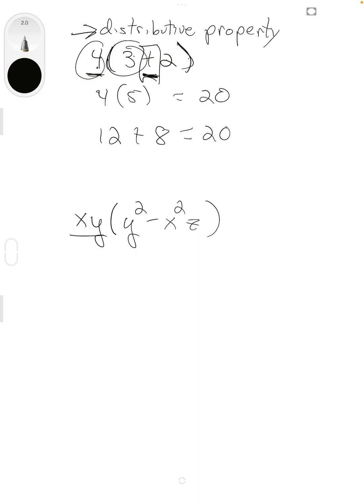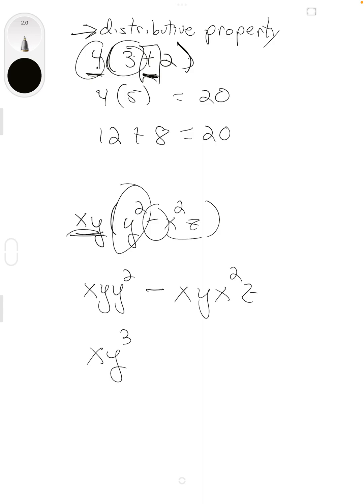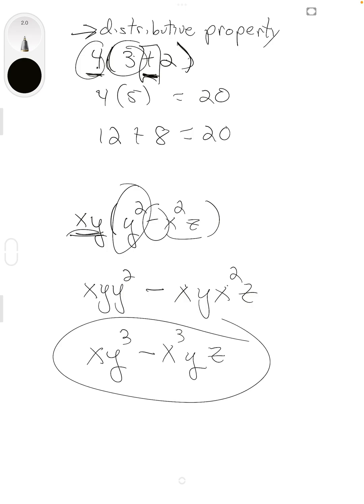So I'm going to say, what's xy times y squared? Well, that's x y y squared, or x y to the third. And then I'm going to say minus, because that's a minus, what's xy times this? Well, that's going to be x y x squared z, or x times x squared is x to the third y z. This is your answer. That's it. It's a bunch of letters, but that's the correct letters. And notice I went in alphabetical order, x, y, z. That's all there is to it.